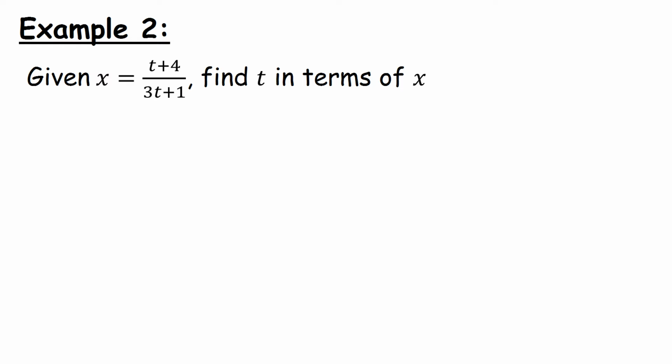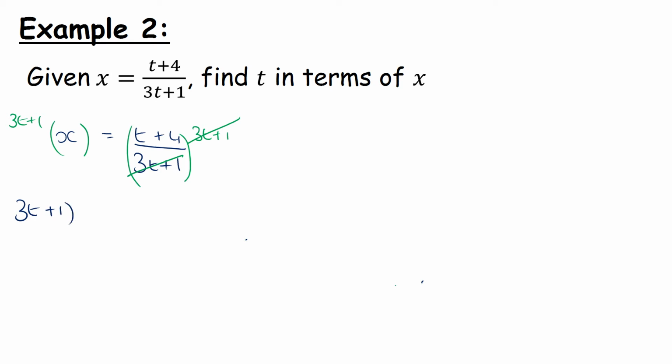Like in any equation that we have with fractions, we're going to aim to get rid of the fraction. So let's rewrite my equation here first. We should all be familiar with how to get rid of fractions. The method is we multiply both sides by what's at the bottom of the fraction. On this side here, I'm going to multiply by 3t plus 1. So here they cancel, and what I'm left with is 3t plus 1 by x equals t plus 4. I need to multiply out my bracket now, so I get 3tx plus x equals t plus 4.